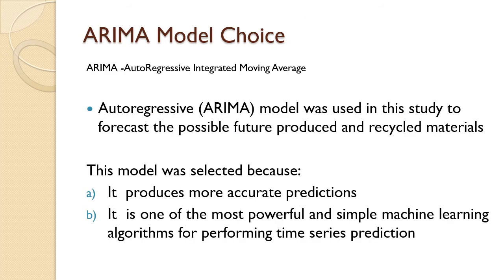This is the first model used for the prediction, called the autoregressive integrated moving average, and the short name is the ARIMA model. This ARIMA model was used in this study to forecast the possible future quantities of produced and recycled materials. This model was selected because, compared with the other models, it produces more accurate predictions. And it is one of the most powerful and simple machine learning algorithms for performing time series predictions.